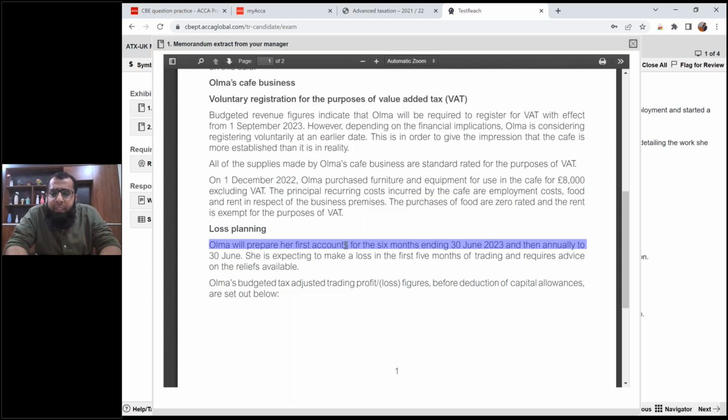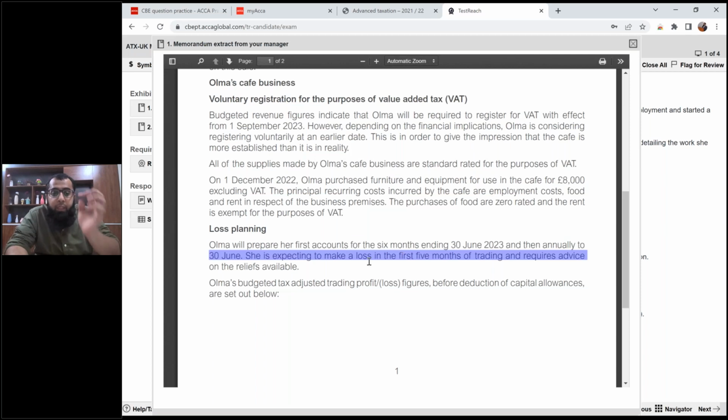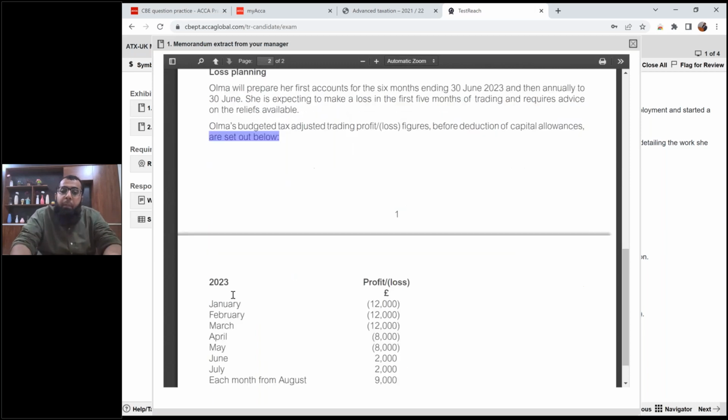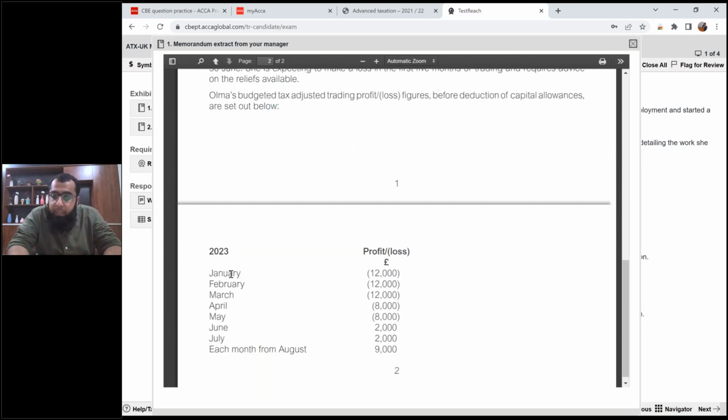Alma will prepare her first accounts for the 6 months ending 30th June 2023 and then annually to 30th June. She is expecting to make a loss in the first 5 months of the trade and requires advice on the reliefs available. Alma's budgeted tax-adjusted trading profit loss figures before the deduction of capital allowance are set out below. Now, these are her monthly profit and losses.